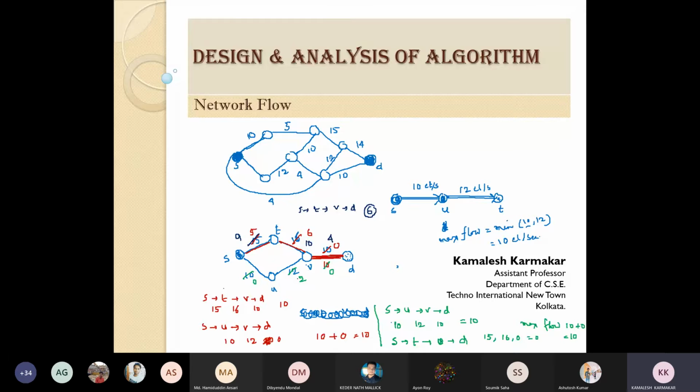Now if I consider another path, S, U, V and D, what will be the maximum flow through this? SU is 10, UV is 12 and VD remaining capacity is 4. What will be the flow? It will be 4 units. So 6 plus 4 is again 10.